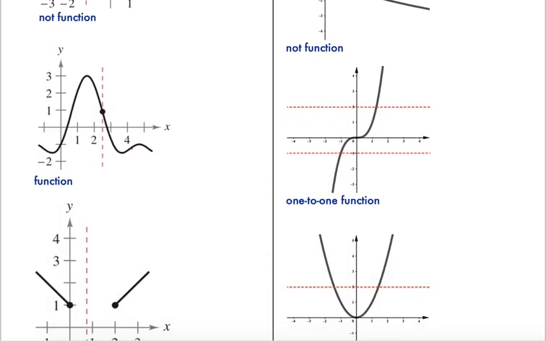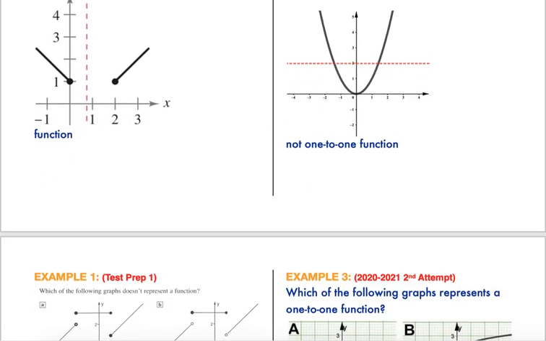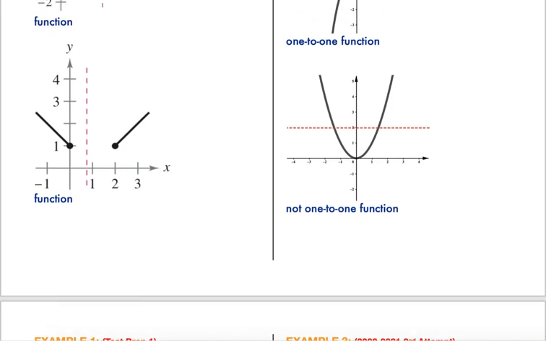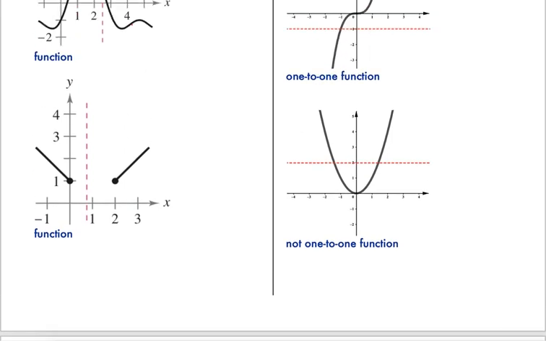This one, for example, when you use a horizontal line, it intersects the graph at 1 point. Another line, 1 point. So no matter where you put the horizontal line, it intersects the graph at 1 point. So it's a one-to-one function. Another function, when you put a horizontal line on this function, it intersects the graph at 2 points. It's intersecting twice, which is not possible. So it's not a one-to-one function.